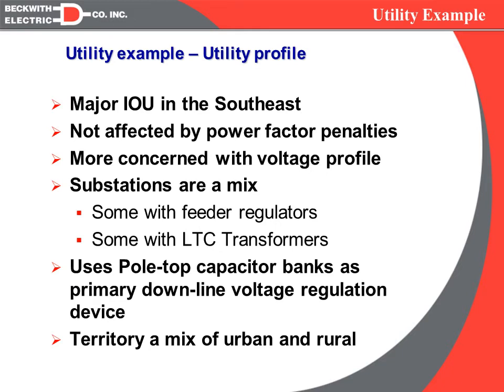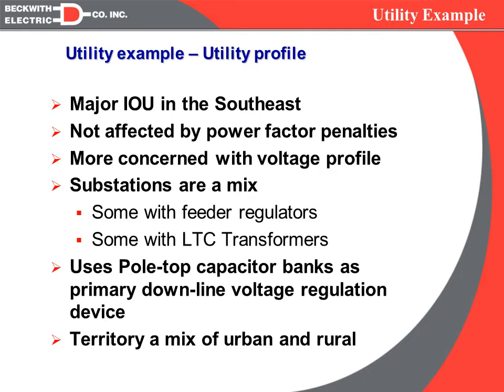So this particular utility is a major investor-owned utility that operates in the southeastern portion of the United States. And they are currently not penalized for any power factor. So power factor was not an overwhelming driver behind funding of this project. They were more concerned with the voltage profile. And in actuality, their primary concern was being able to reduce the voltage profile in order to be able to reduce upwards of 200 to 400 megawatts of load off of their system at any time.